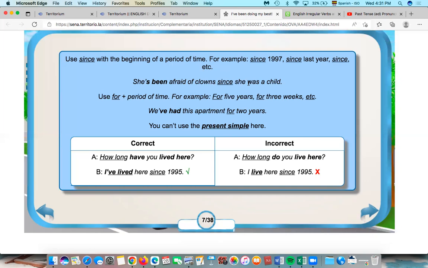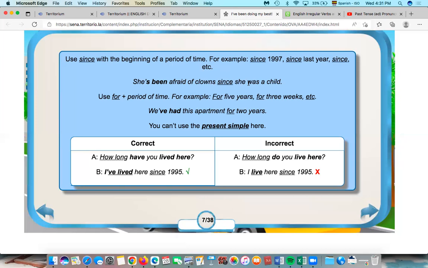We've had this apartment for 2 years. You can use the present simple here. Okay, yeah. When you say hemos estado aquí por 2 años, llevamos 2 años. En español decimos, llevamos 2 años, aquí llevamos bien 2 años.